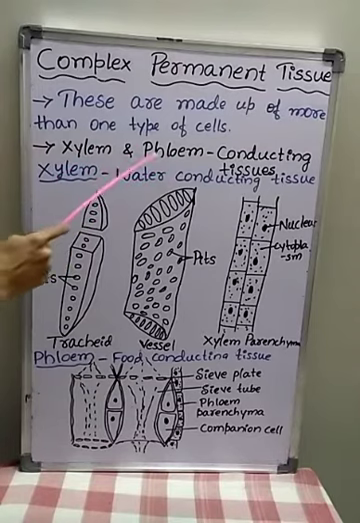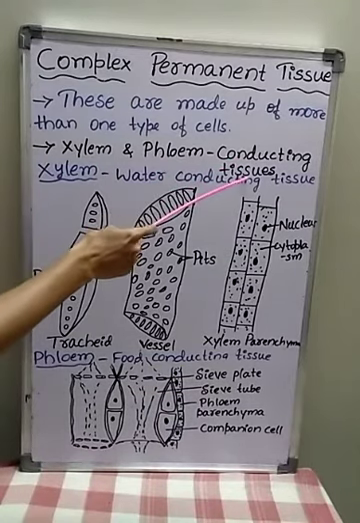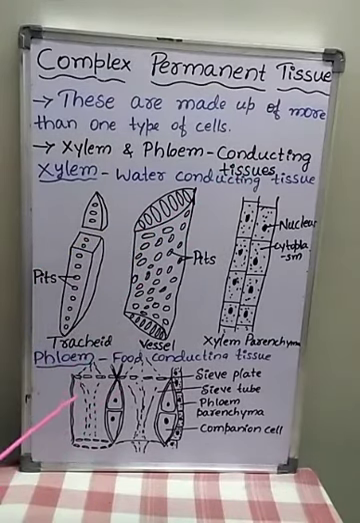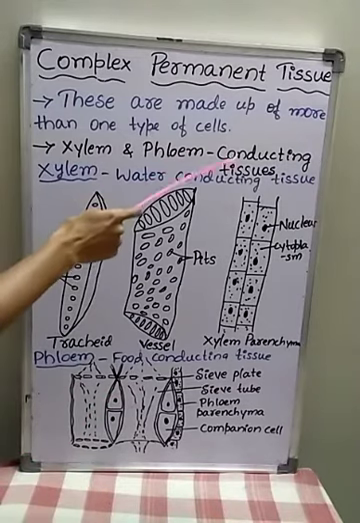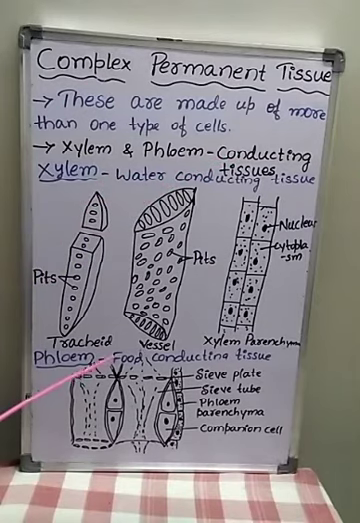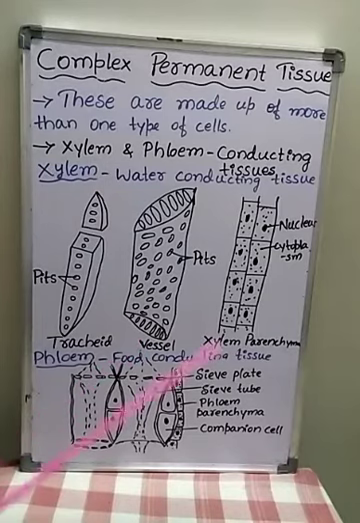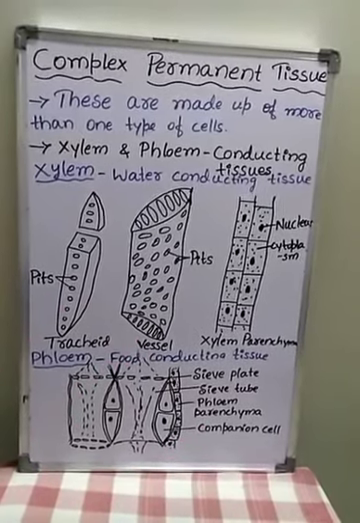Xylem and phloem are the two complex permanent tissues. They are also called conducting tissues, which constitute a vascular bundle. They are called conducting tissues because in the plant body, xylem conducts water from root to different parts of the plant, whereas phloem transports food from leaves to various parts of the plant.